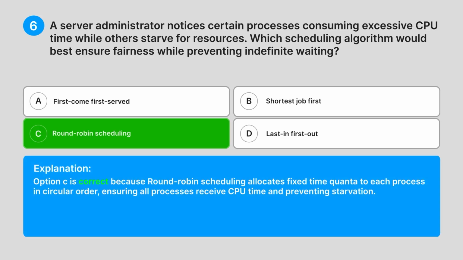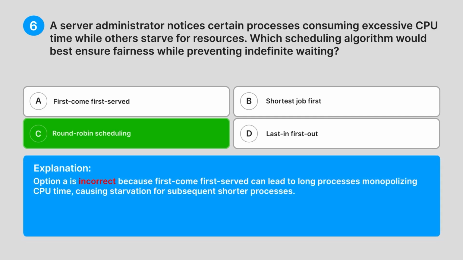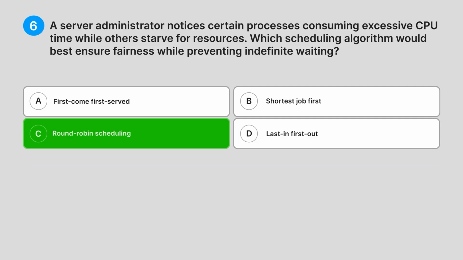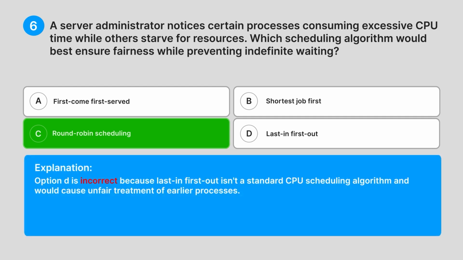Explanation: Option C is correct because round-robin scheduling allocates fixed time quanta to each process in circular order, ensuring all processes receive CPU time and preventing starvation. Option A is incorrect because first come, first served can lead to long processes monopolizing CPU time, causing starvation for subsequent shorter processes. Option B is incorrect because shortest job first can cause starvation for longer processes, as shorter ones continuously arrive and get priority. Option D is incorrect because last in, first out isn't a standard CPU scheduling algorithm and would cause unfair treatment of earlier processes.